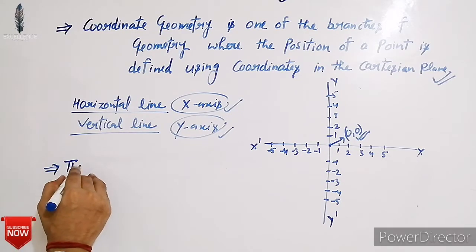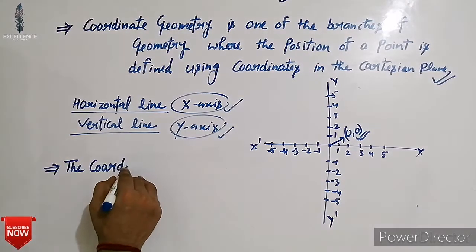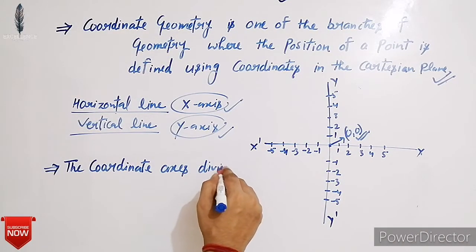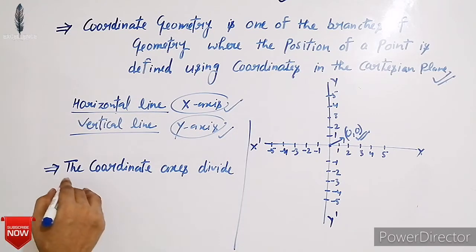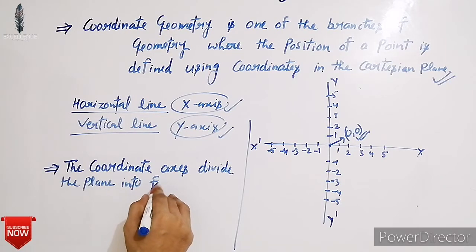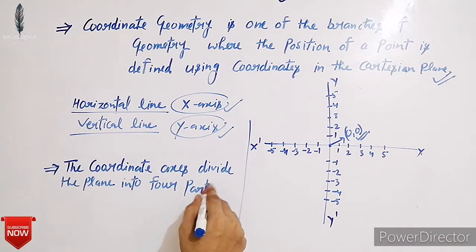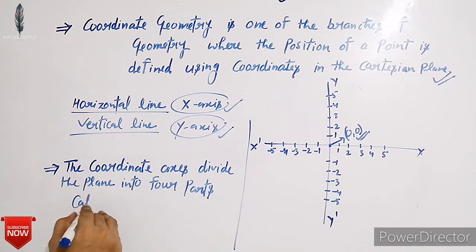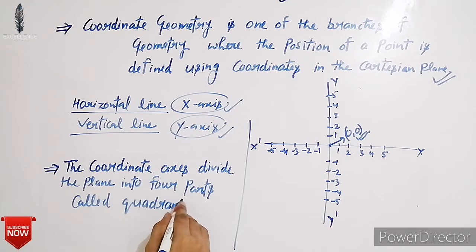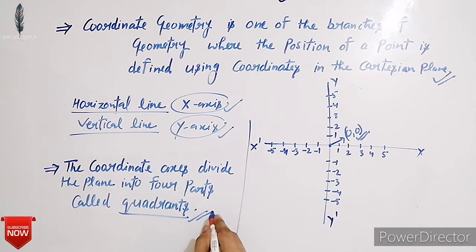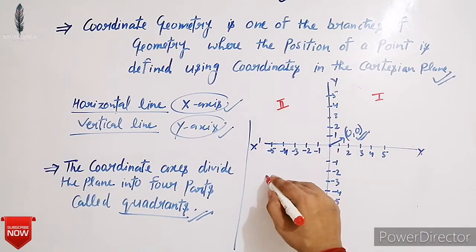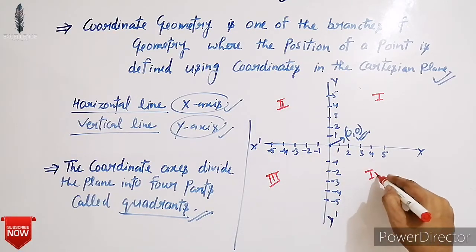Okay, the coordinate axes divide the plane into four parts called quadrants. Okay students, here first quadrant, here second quadrant, here third and here fourth.